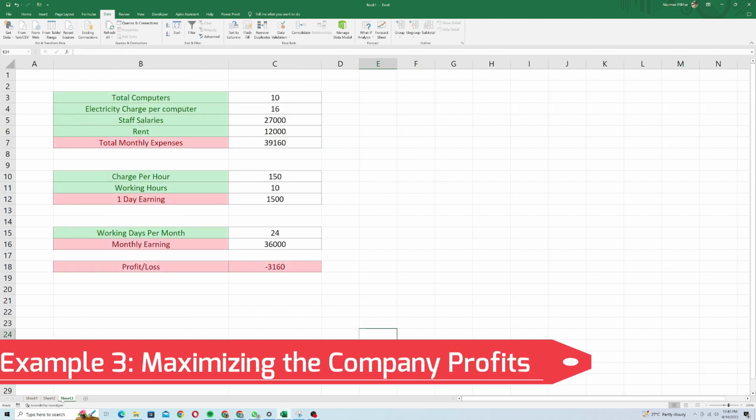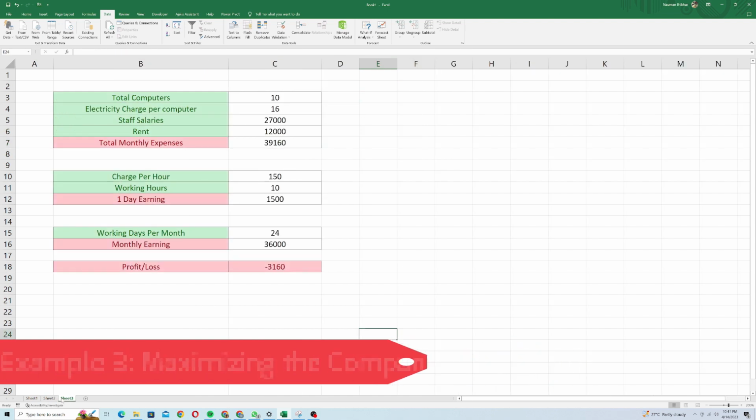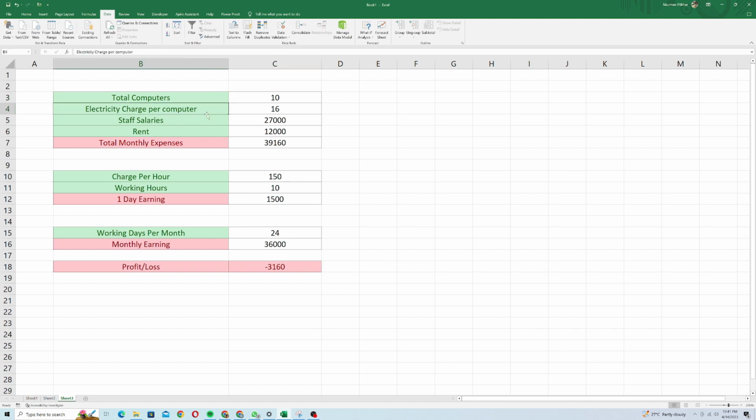Now the third one is a bit complex example. Suppose you are running a company and you have a total of 10 computers, and the electricity charge per computer is 16. You are paying staff salaries of 27,000 and rent of 12,000, and total monthly expenses come out to be 39,160. Suppose you are providing some services. You are charging 150 per hour and working 10 hours a day, earning 1500 per day. Working days per month are 24, so you are earning 36,000 in a month, but your total expenses were 39,160 and your company is going in loss of 3,160.